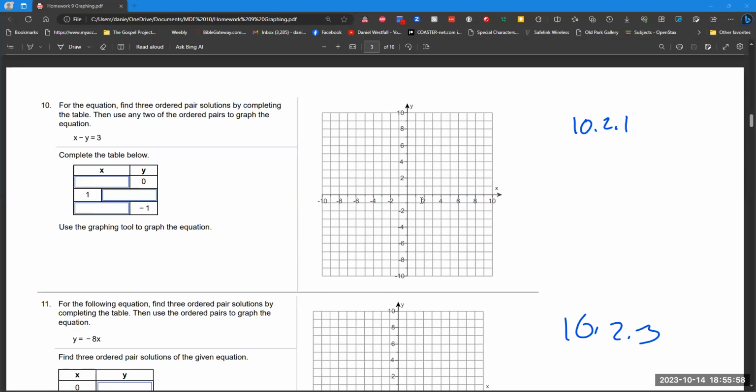This video is going to be based off of problems from 10.2. You'll see the problem numbers off to the side. This first one is based off of number 1, the second one off of number 3, and so on.